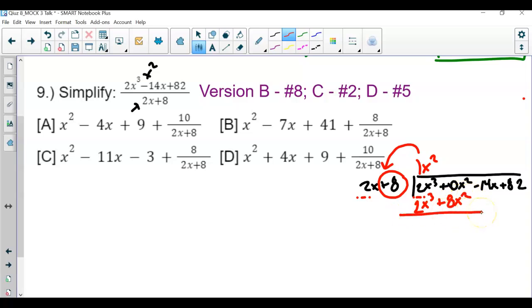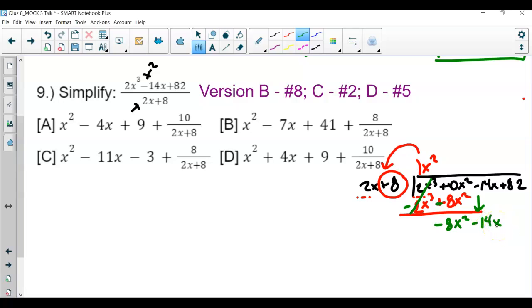But before you combine, what do you have to do? Change the sign. So now they're both negative. So that cancels out, right? Always. 2 minus 2 is 0. But 0 minus 8 is negative 8, x squared. Then bring down the next term.